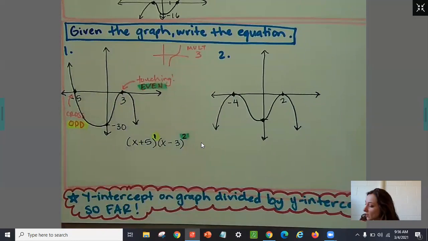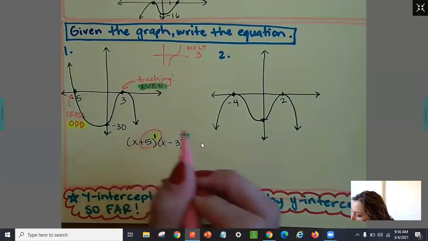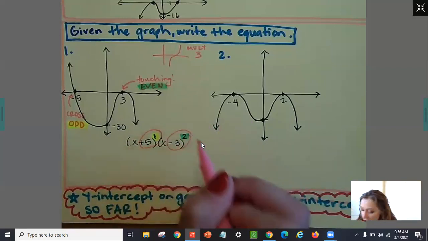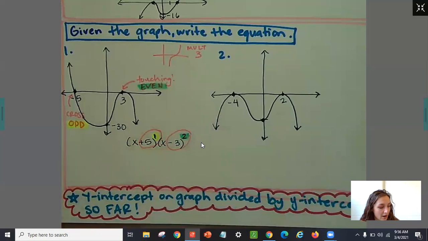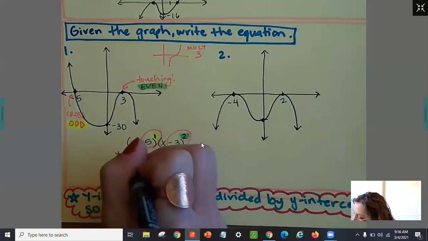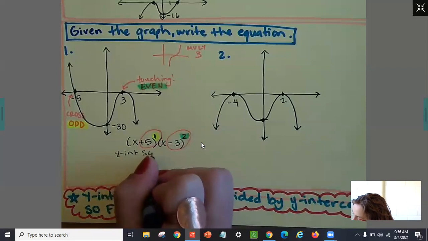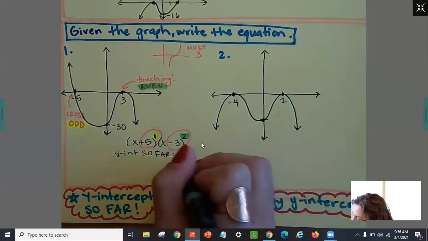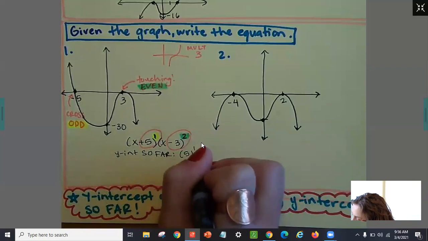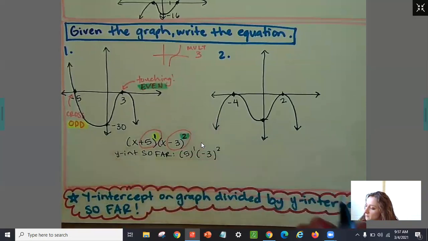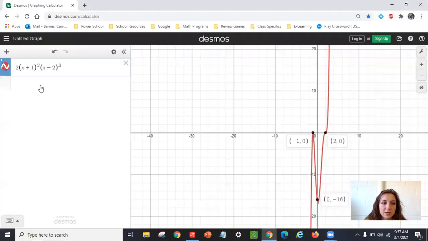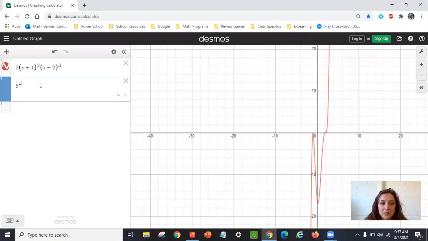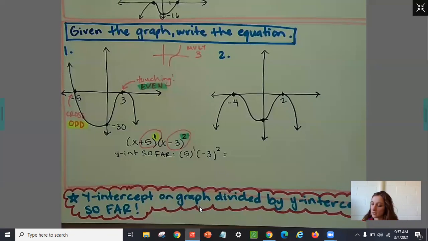So let's see what y-intercept it does give us. All right, we have +5 to the first and then times -3 squared. So our y-intercept so far is 5 to the first times -3 squared. Okay, so our y-intercept so far, we have 5 times -3 squared, and let's just go to Desmos so that we don't accidentally mess that up. Okay, and that's going to give us +45.